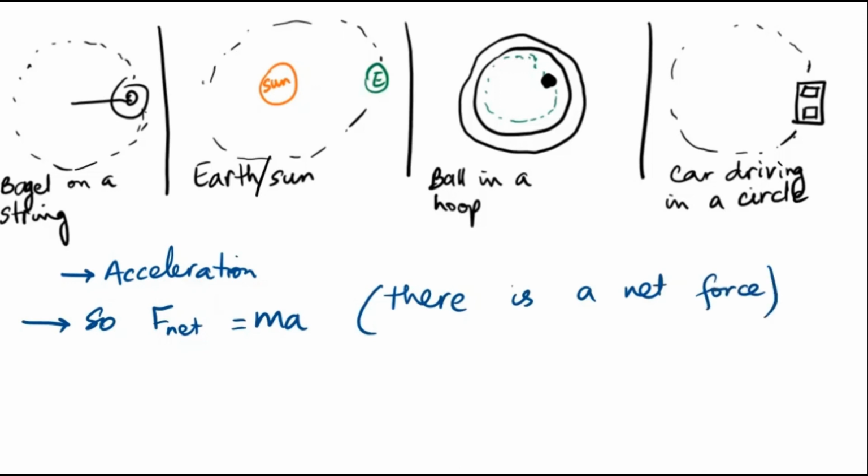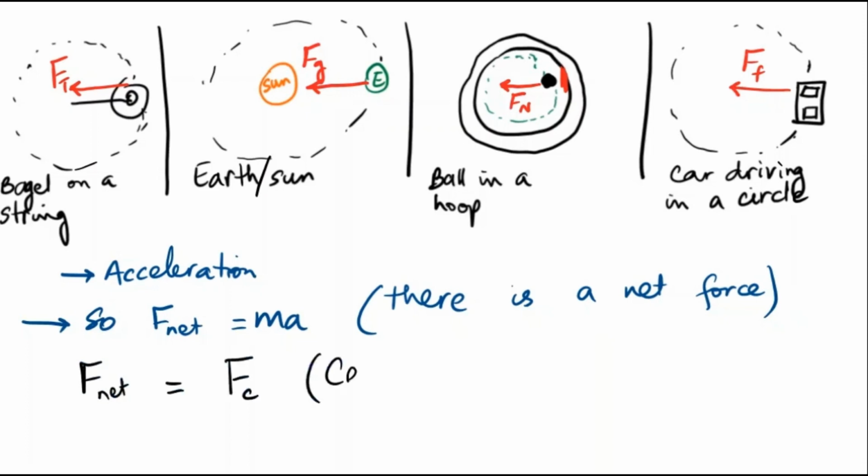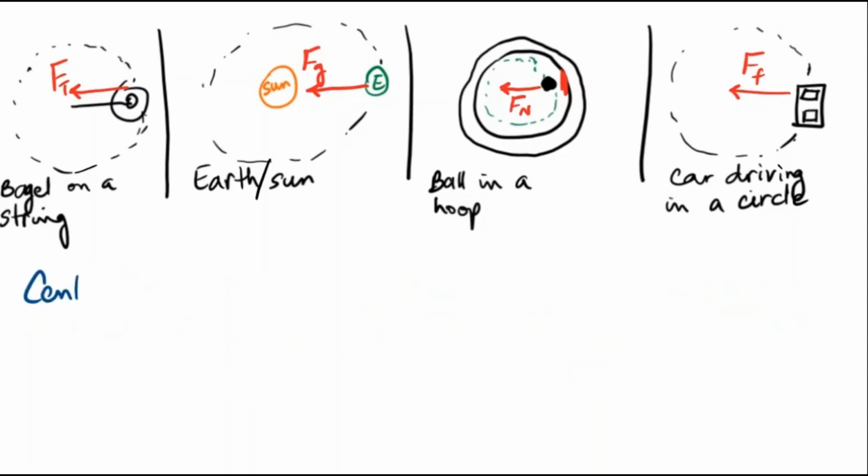Now let's take a look at each scenario and see what forces we see. On the bagel, we see there's some tension force along the string. There's some gravitational force from the Earth to the sun. There's some normal force from the hoop to move the marble in a circle, and there's a friction force to keep the car in a circle. Those are the forces that we notice in these examples. Now all of these are causing some net force to make the object move in a circle, and that's defined as centripetal force.